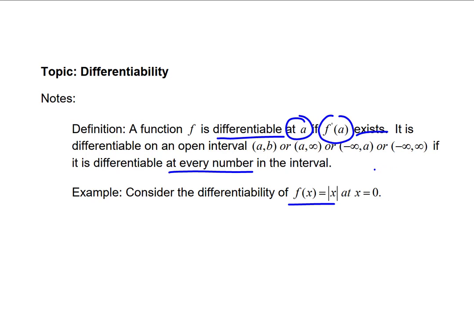Now, if you remember that we've already used this function, you can define it as a piecewise function where the absolute value of x is equal to either just x or negative x, depending on where you are. So the absolute value of x is equal to x when x is greater than or equal to 0, but it's equal to negative x when x is less than 0.